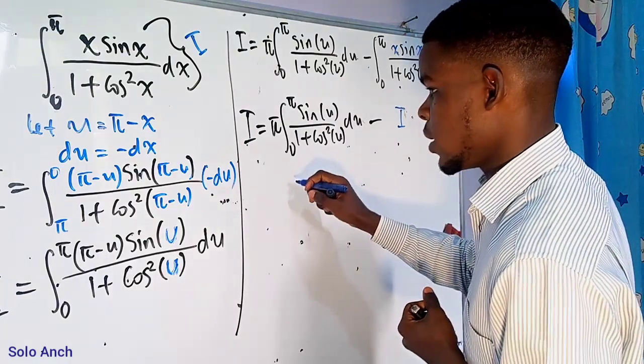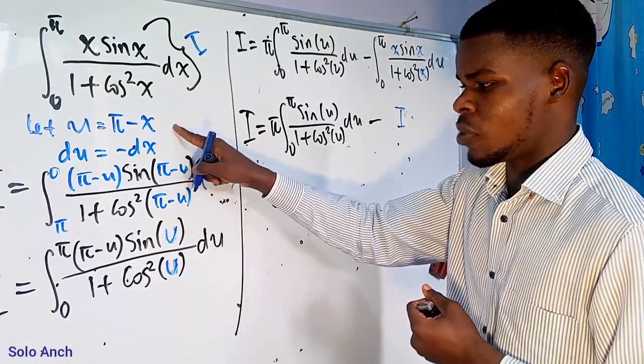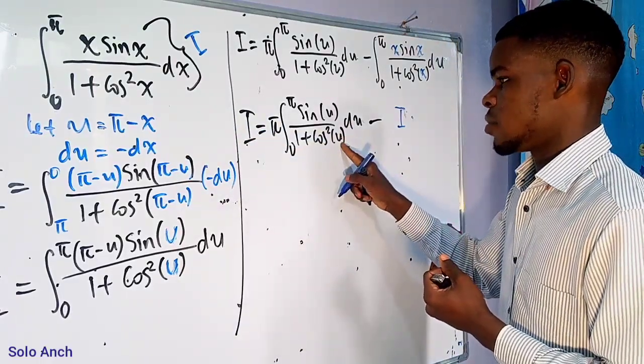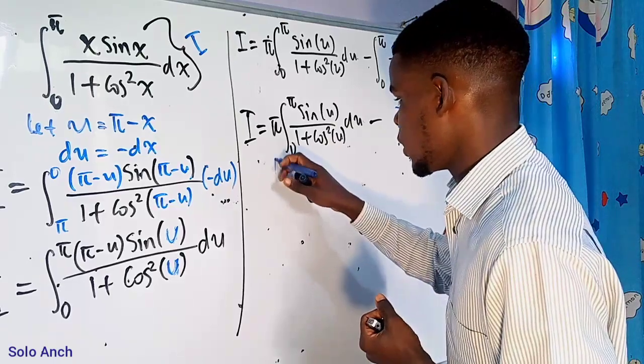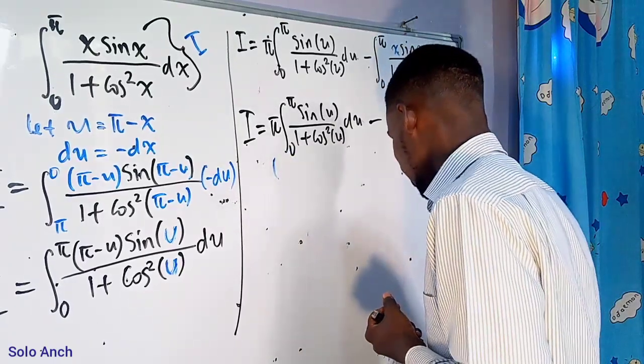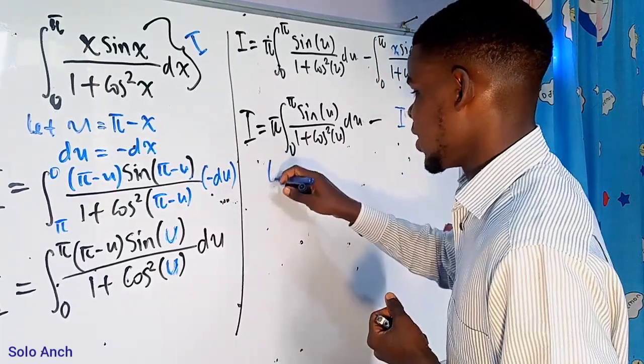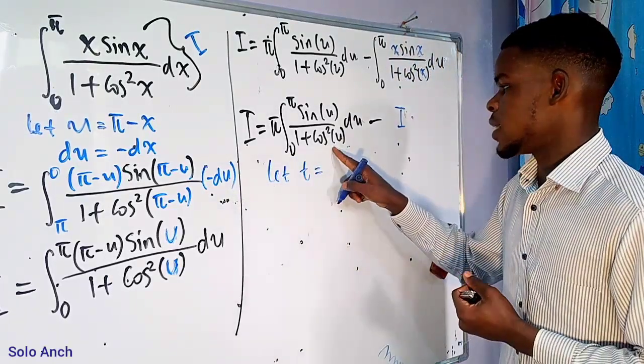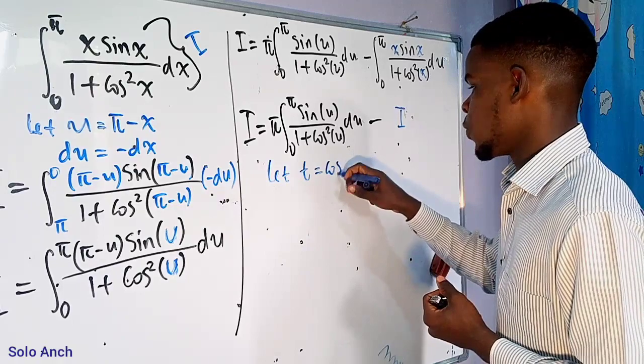I'm going to start by saying let u. I already used u, but it doesn't matter because I've not changed it. Anyway, let's use t. So we say let t. Okay, we want to do a t sub. So let t be cosine of u.